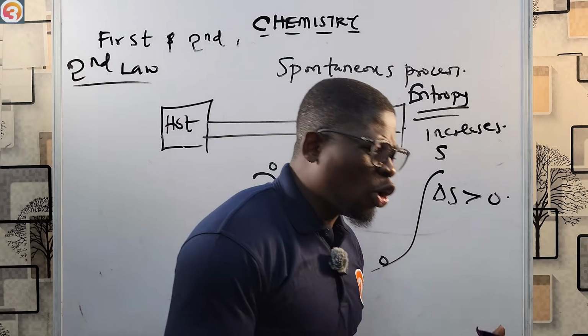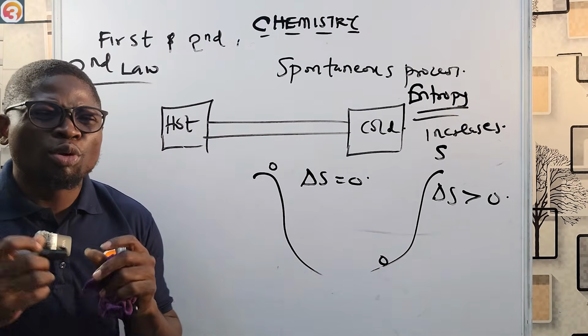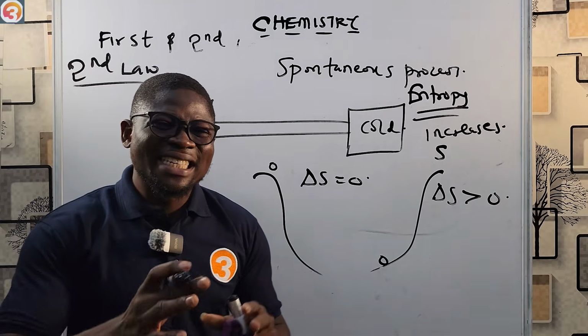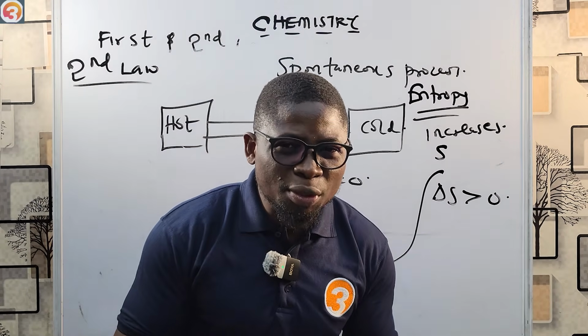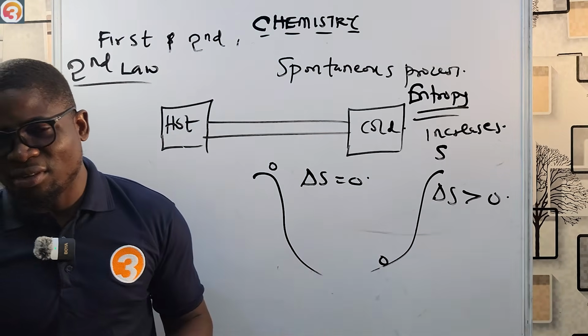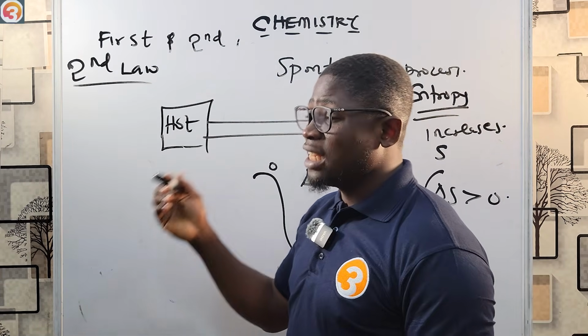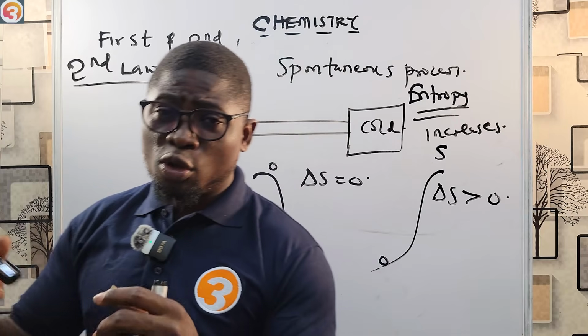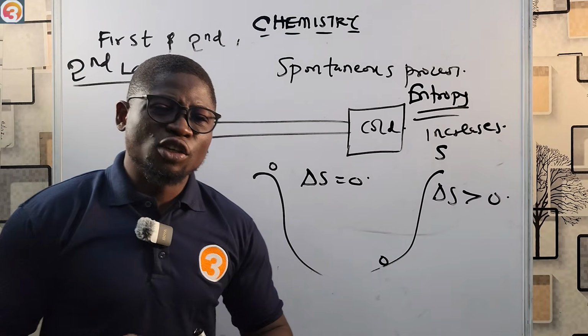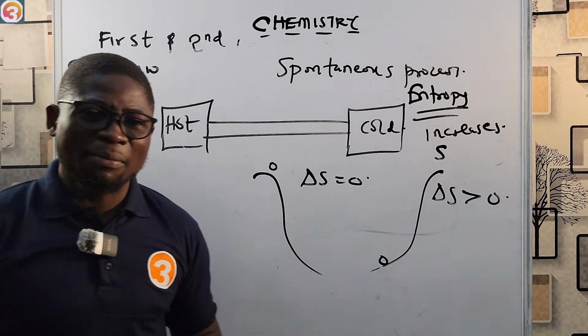So the second law of thermodynamics is saying that a spontaneous process will occur if there is an increase in the entropy of the system and its surroundings. That is the second law of thermodynamics: a spontaneous process will occur if there's an increase in entropy of the system and its surroundings.